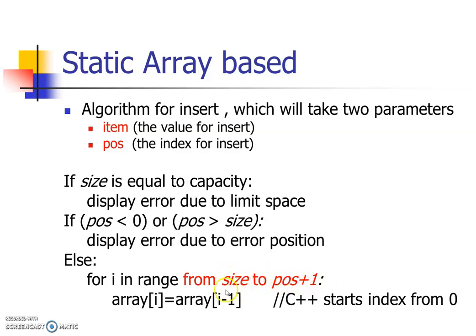If you understand correctly, you will understand that the size is actually at the end of the array, which is indicating one space after the highest index of your list. So we will go backward until position plus 1, and when we are moving through those positions, we are going to copy the values to the locations.